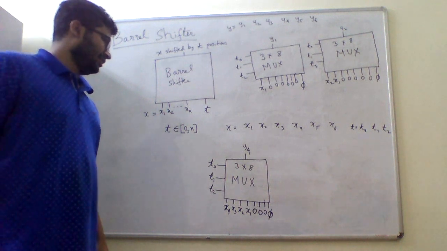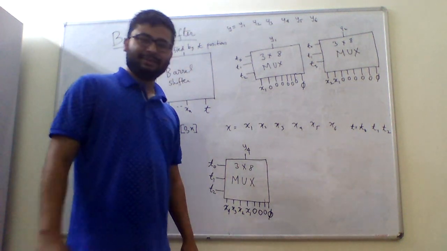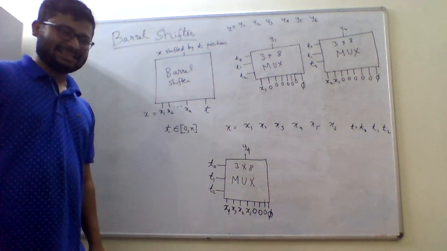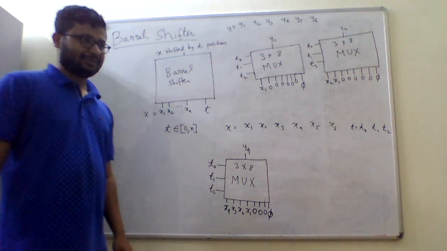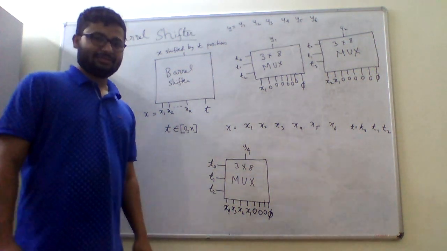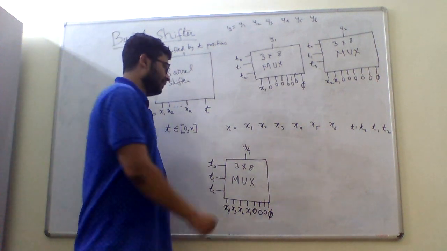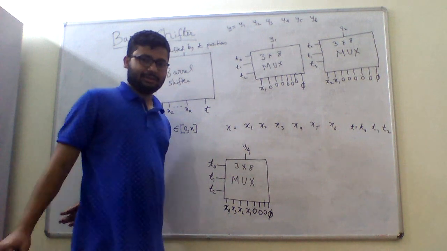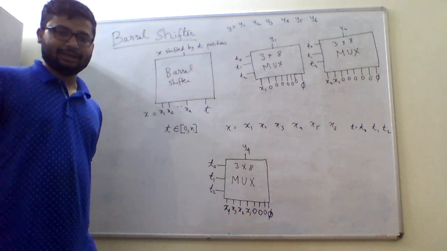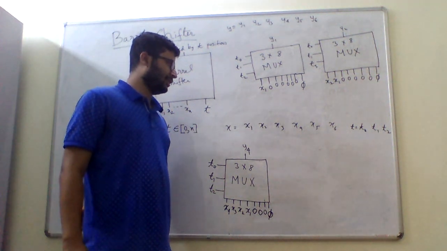So the number of gates in such a mux will be, asymptotically, order of 2 power k, that is order of n. So the complexity of the circuit grows linearly in the length of x, and that is for each output bit, each yi, and there are n of them. So in total, the size of the circuit is order of n square.